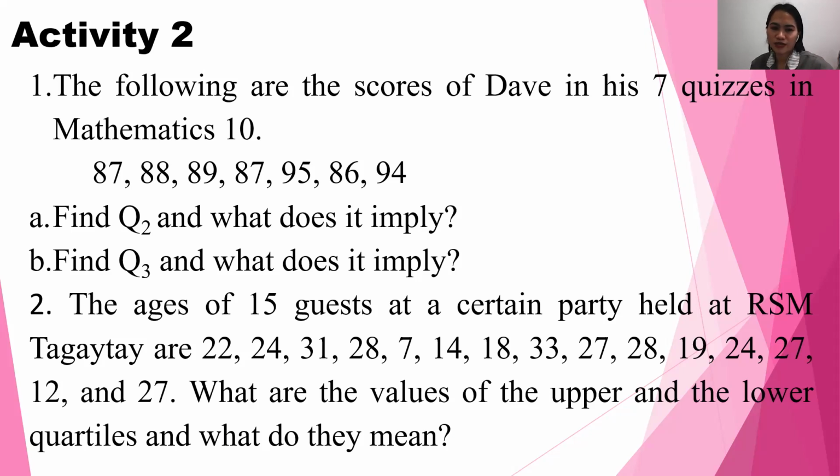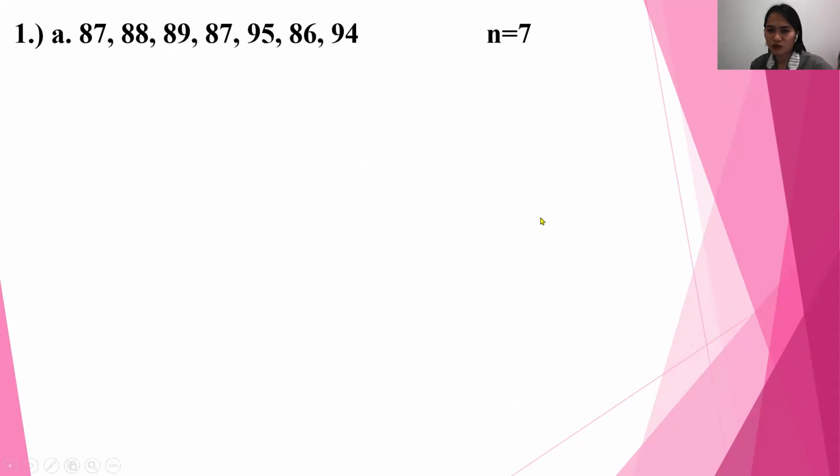And then number 2, the ages of 15 guests at a certain party held at RSM, Tagaytay, are 22, 24, 31, 28, 7, 14, 18, 33, 27, 28, 19, 24, 27, 12, and 27. So what are the values of the upper and the lower quartiles and what do they mean? I will give you 5 minutes to answer the activity.